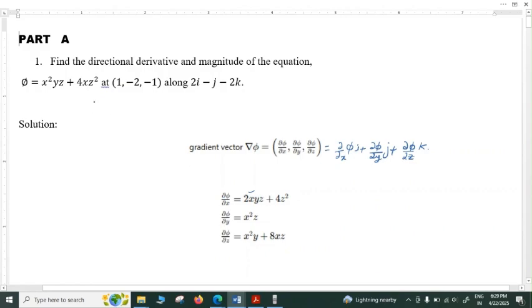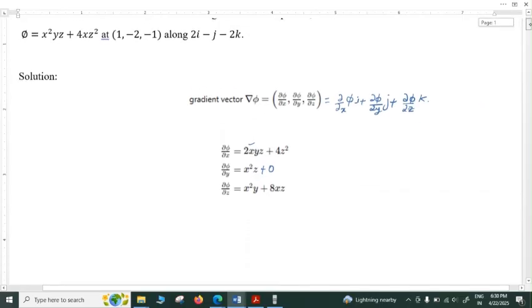Similarly, we differentiate this equation with respect to y. When we differentiate partially with respect to y students, x and z remain constant. So only y differentiation is 1, x square and z will remain as it is, plus this is 0 because there is no y in 4x z square. Similarly, del psi upon del z is equal to x square y plus 8xz. When we differentiate with respect to z partially, x and y remain constant. So this is how we simplify the example.